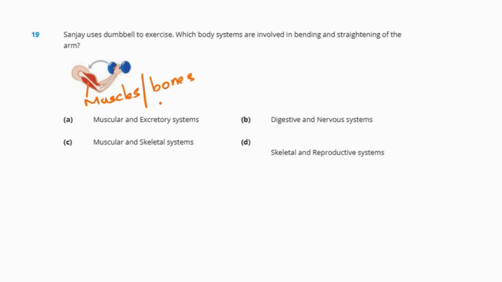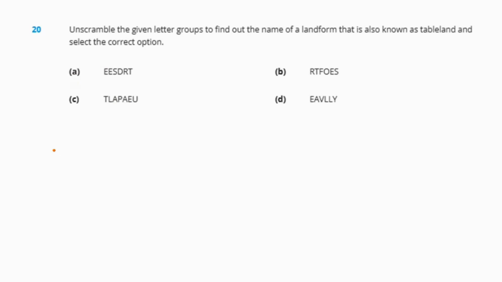Yes. So we can say that these two systems work in close coordination and they cause all the body movements, right? So we can say that both the muscular and skeletal systems are responsible for bending and straightening of the arm. So the correct answer is option C, muscular and skeletal systems.